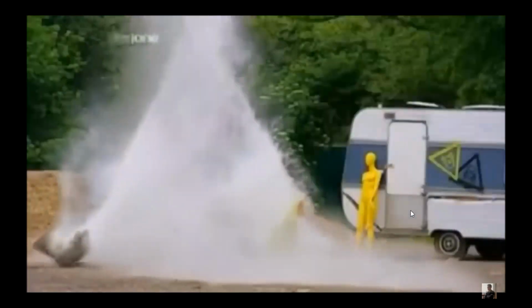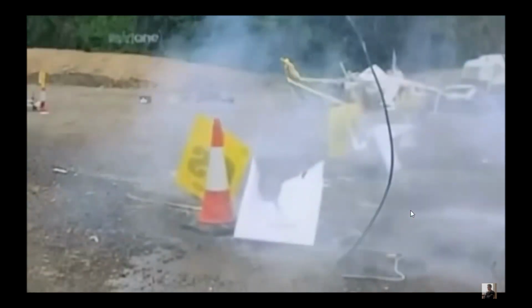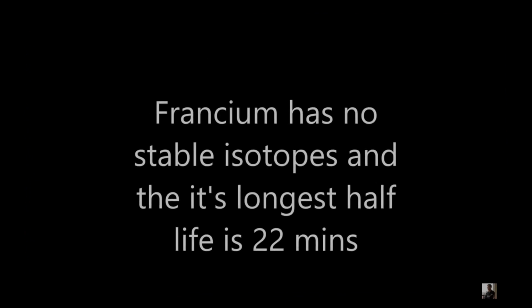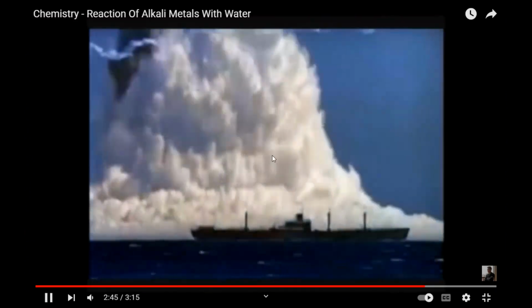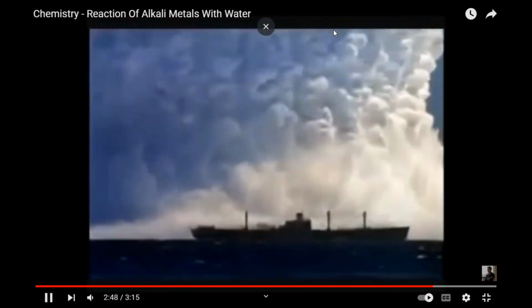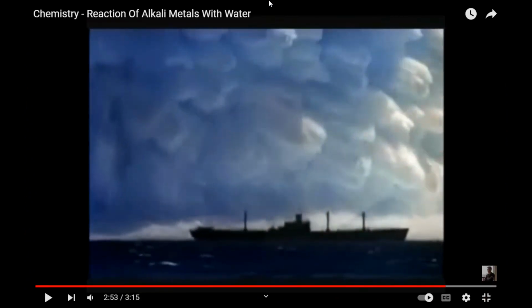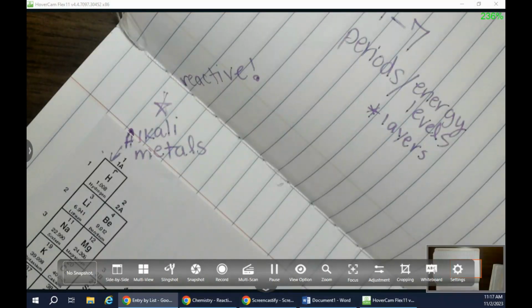So you're kind of seeing these are getting a little more intense as we're moving down the periodic table, right? Francium, we actually don't have a video of that one because it would be so huge and terrible. But anyway, that's the whole idea. So they gradually got more reactive as we moved down the periodic table. Okay. So that's what we mean when we say that they're reactive.